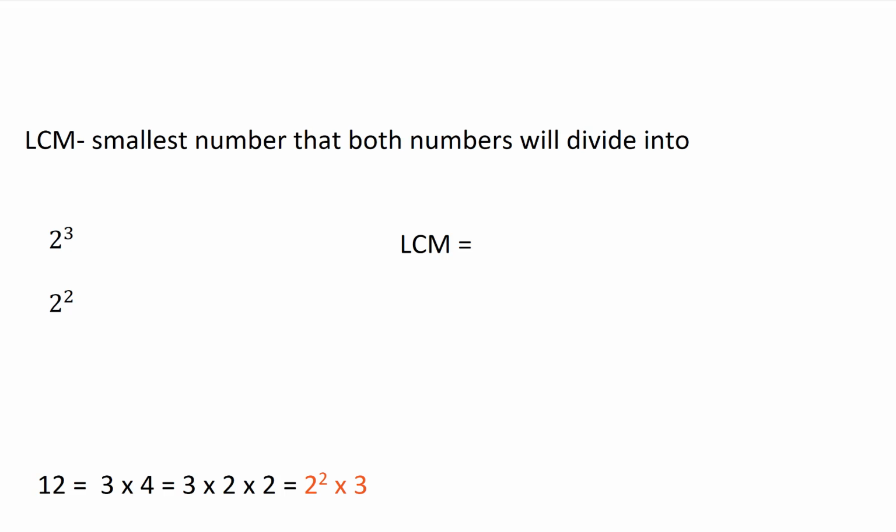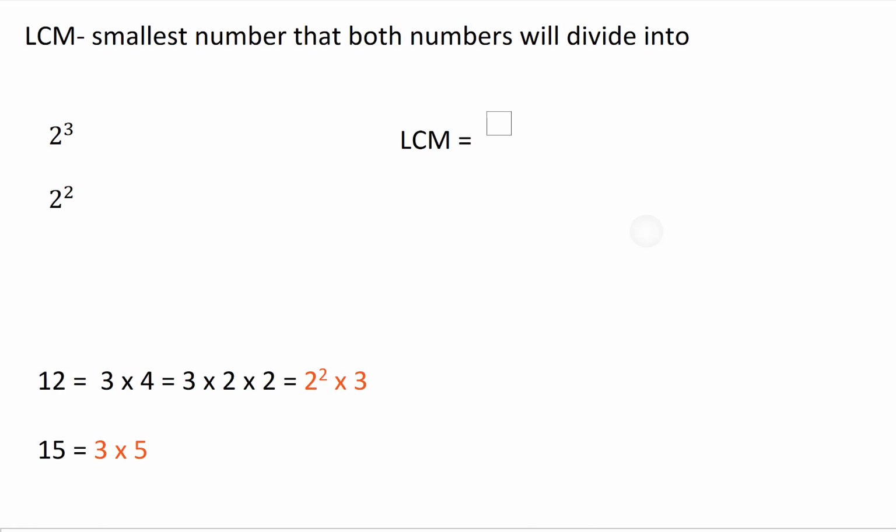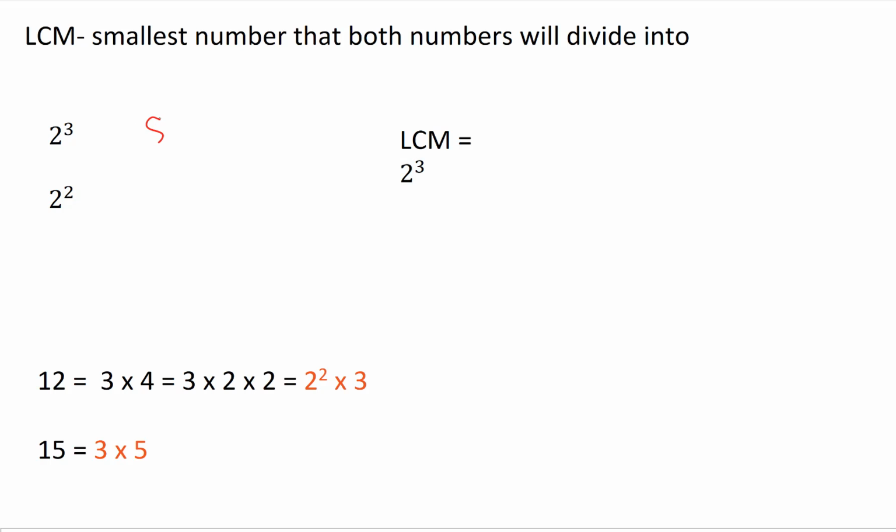So you're asking yourself, will 2 squared divide into 2 cubed? And then will 2 cubed divide into itself? Yes. Okay. So the least common multiple, multiples are usually the larger numbers, right? So it's usually going to be your larger exponent. So in this case, 2 cubed is going to be your LCM between 2 cubed and 2 squared. Or if you were thinking about it as numbers, you could think about it as 8 and 4. So this is 8 and this is 4. The least common multiple would be 8 because 8 goes into 8 and 4 goes into 8.